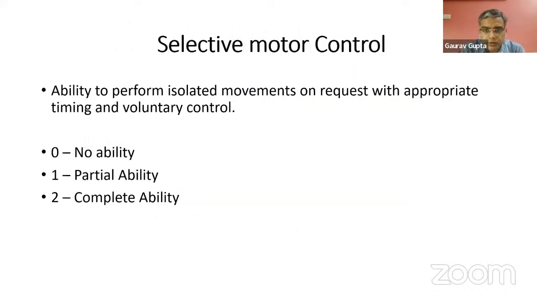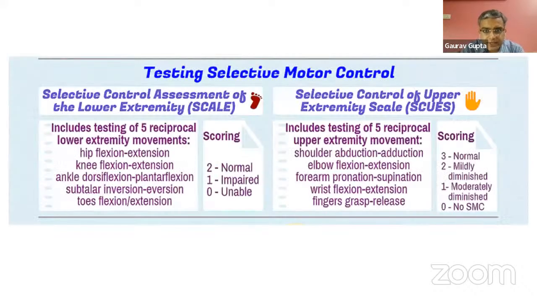Now, selective motor control. It is the ability to perform isolated movements on request with appropriate timing and voluntary control. Usually these kids have poor selective control, so when we ask them to do one movement, multiple joints move and they are not able to demonstrate one movement. We try to grade it: whether there's no ability, partial ability, or the child is able to do it completely. And how do we test this?